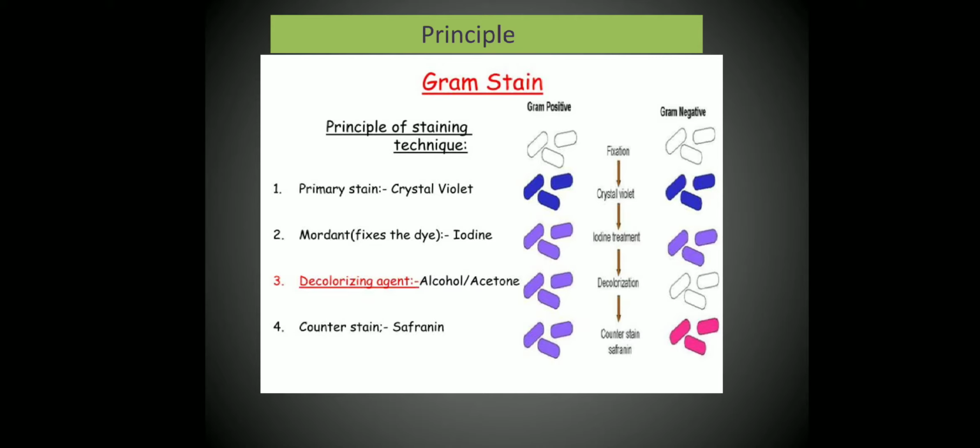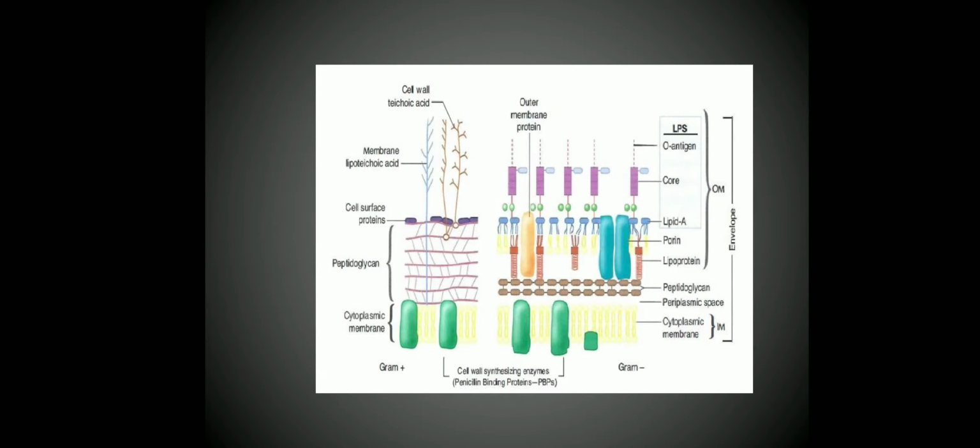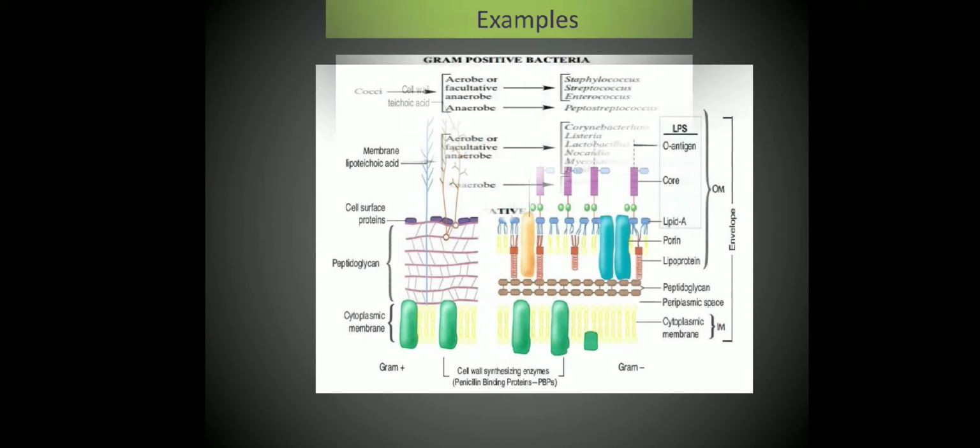Next, it is followed by the decolorizing agent, that is the 95% alcohol. This decolorizes the gram negative bacteria and not the gram positive bacteria. The gram negative bacterial cell wall has lipid, and it is dissolved due to the action of this alcohol. When the safranin, the counter stain, is applied, it stains the gram negative bacteria only, and this is the difference between the cell wall of gram positive and gram negative bacteria.